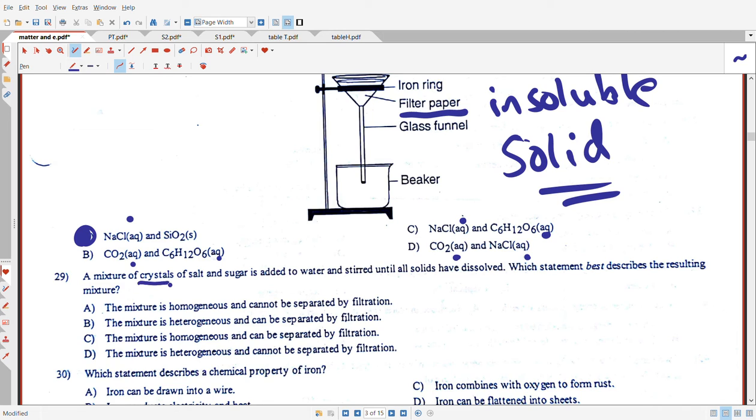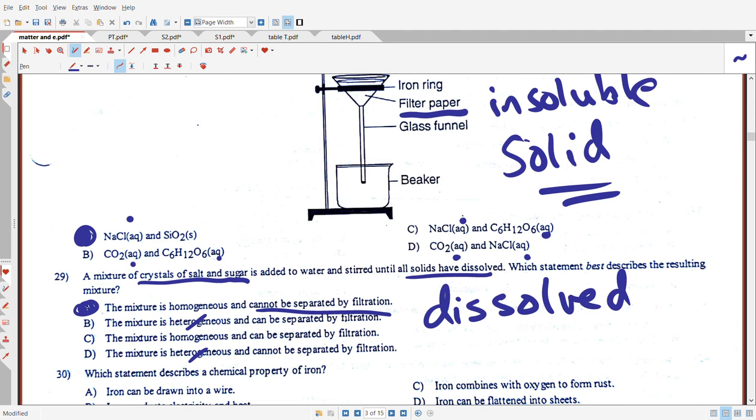A mixture of crystals of salt and sugar is added to water and stirred until all solids have dissolved. So we know it's a mixture. And we said mixtures are homogeneous and they cannot be separated by filtration because it's completely dissolved. And since it's dissolved, it will go through the filter paper.